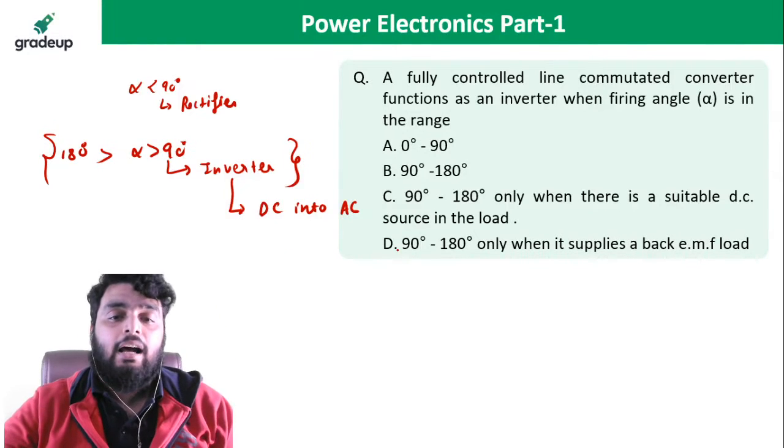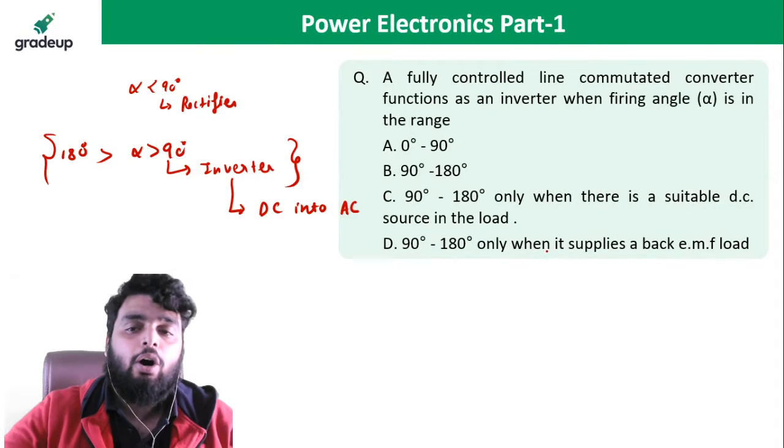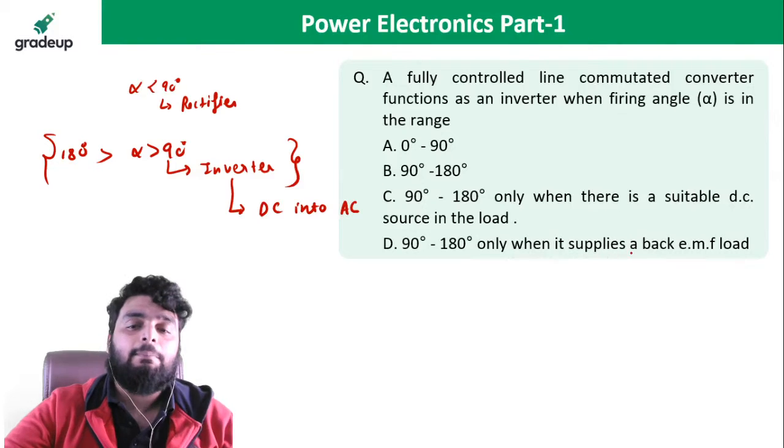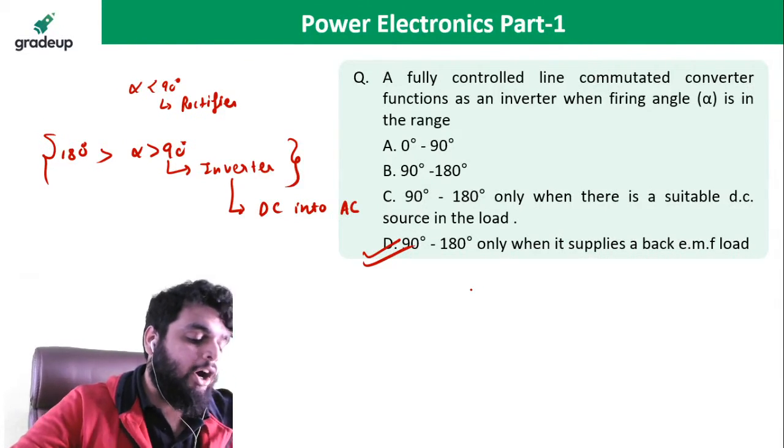So the answer is what? 90 to 180 when there is a suitable DC source in the load, or 90 to 180 when it is supplied a back EMF load. This is the correct option. Option D, beta, option D.